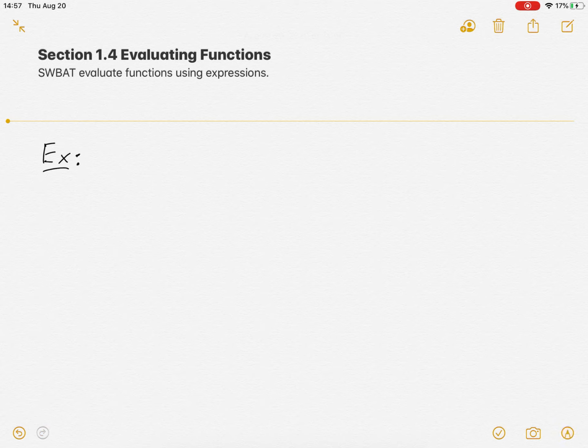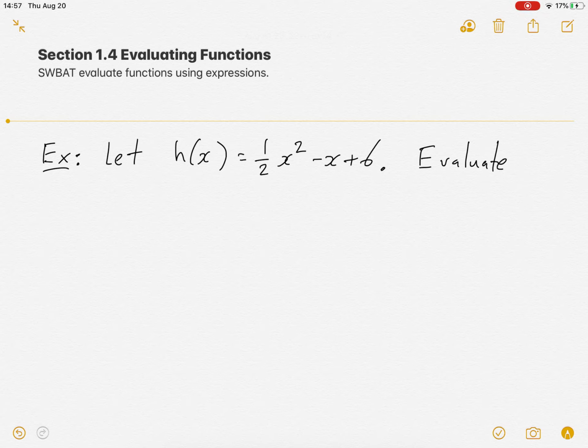So for this whole problem here, I'm just going to say we'll define a function. I'm kind of getting tired of f of x, so I'll just use h of x, not really that important. And this is going to equal 1/2 x squared minus x plus 6. And your goal is to do what's called evaluate the following. So the first one I want you to do is h of -2.